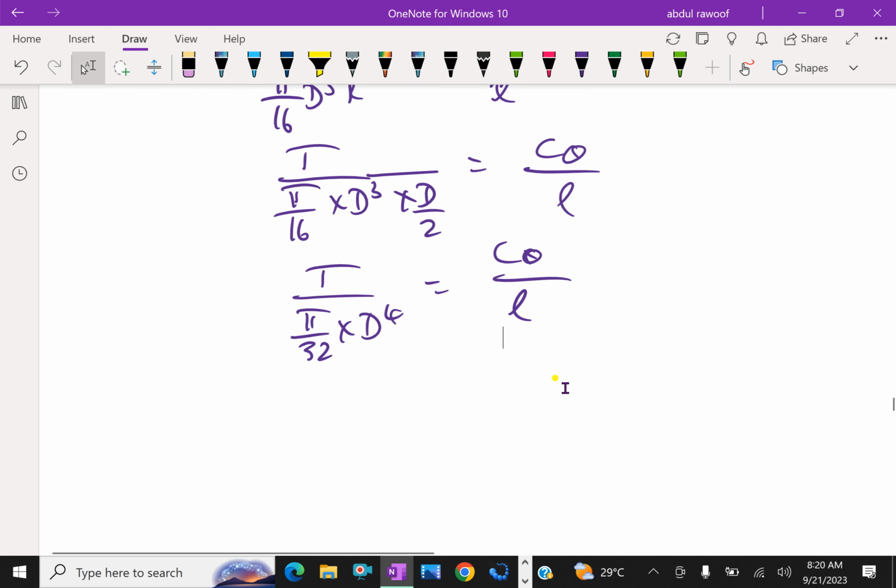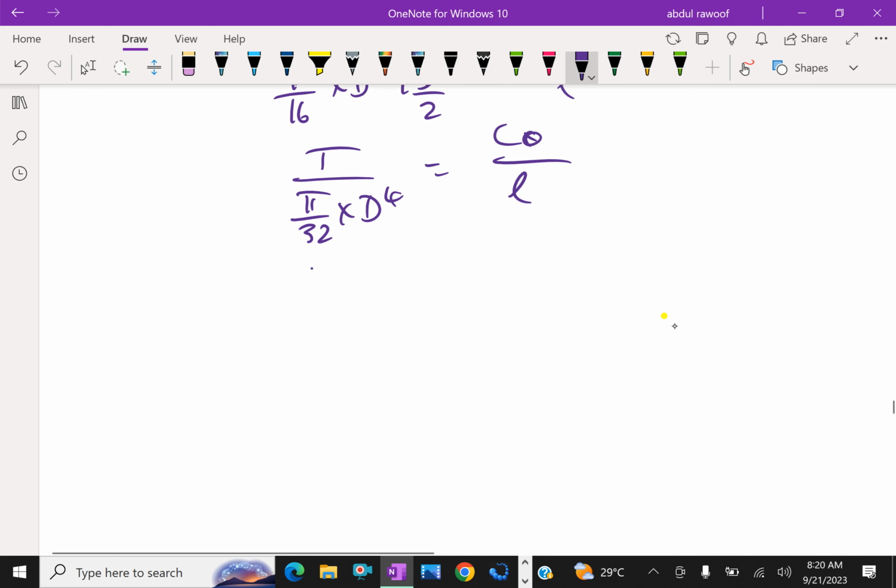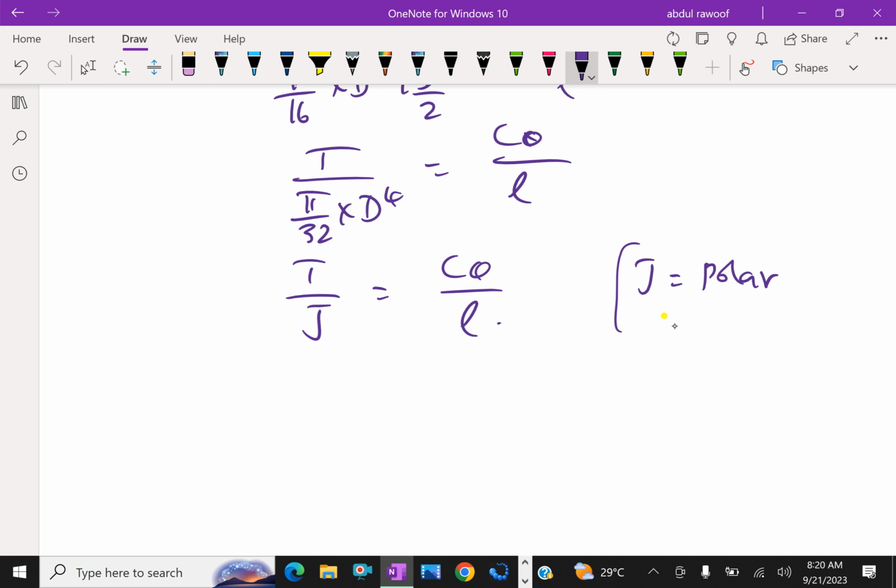Now pi by 32 into d power 4 is J, that is the polar moment of inertia. Then T by J equal to c theta over L, where J equals the polar moment of inertia. Therefore, this is the result: T by J equal to C theta by L.